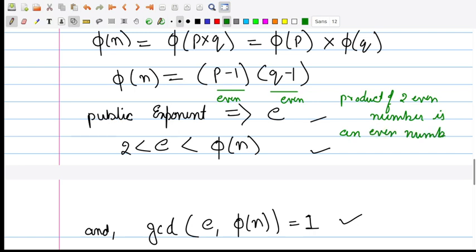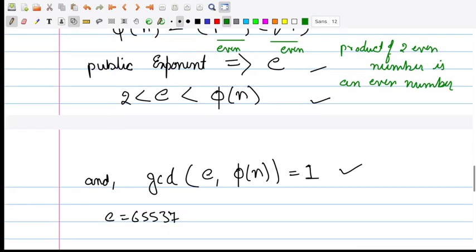So we know that phi n will be an even number, isn't it? In this particular case, where p and q are prime numbers, phi n will be an even number. So now if phi n is an even number, then what should be the value of e?